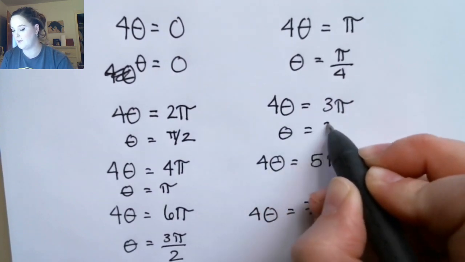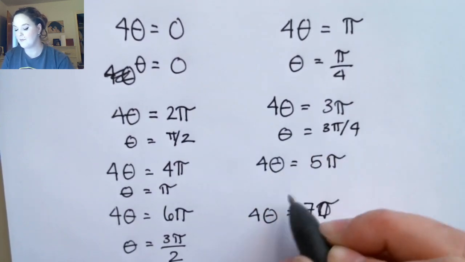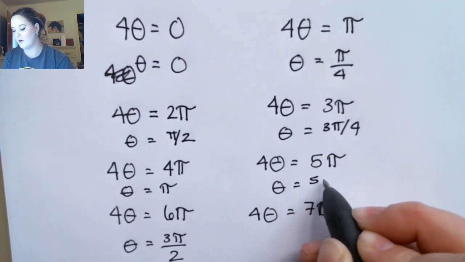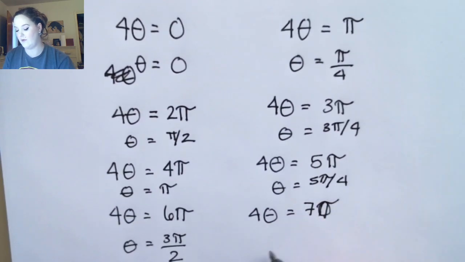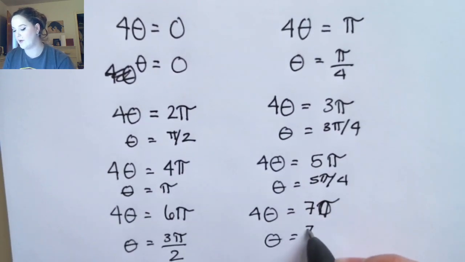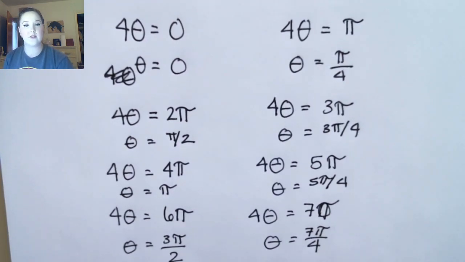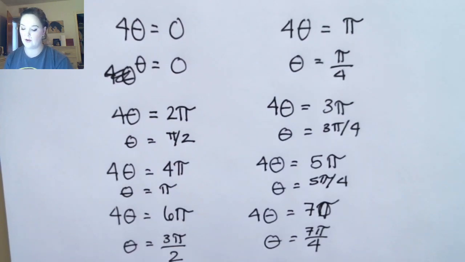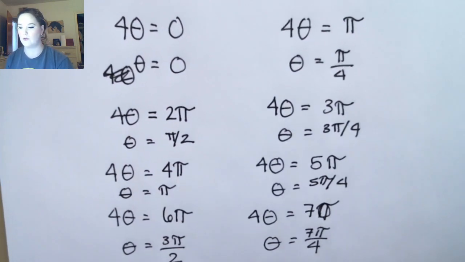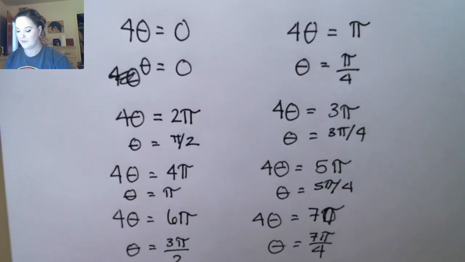Here I'm going to get 3 pi over 4, 5 pi over 4, okay, and then 7 pi over 4. Okay, so even the largest solution, 7 pi over 4, is still less than 2 pi, okay? And we do have 8 total solutions. All right.